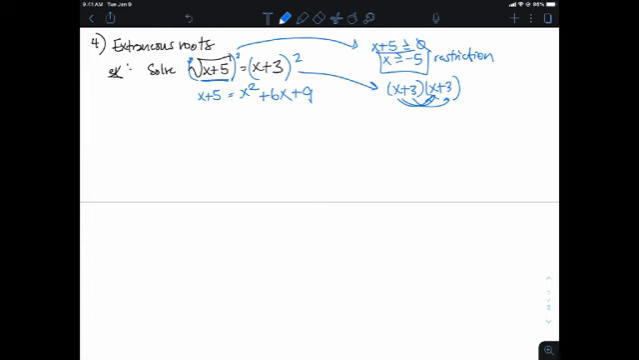Okay, now I'm going to pull all my like terms to one side. So I'm taking both my x and my plus 5 to the other side.